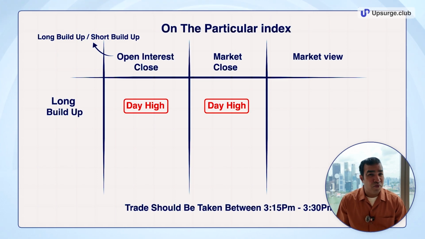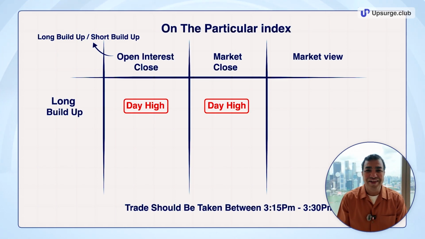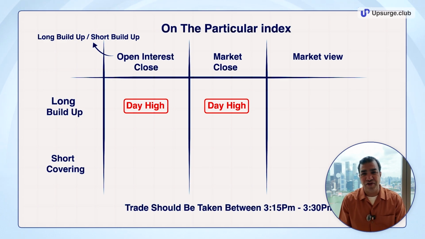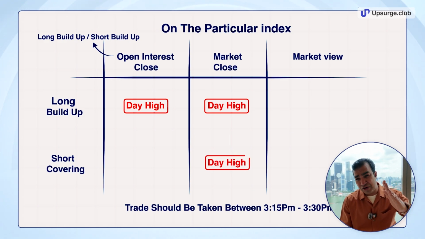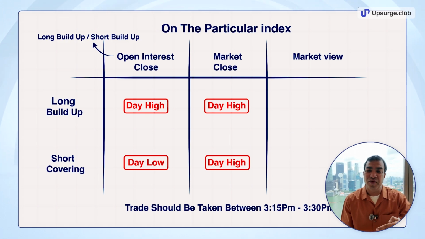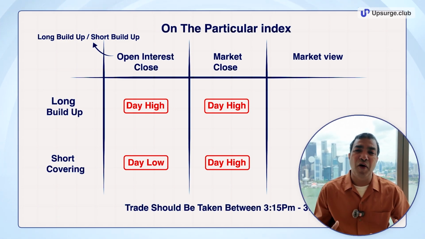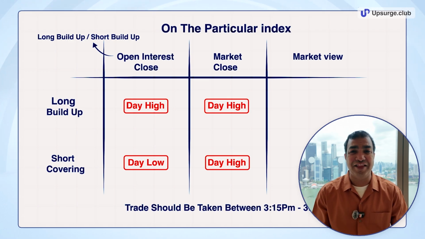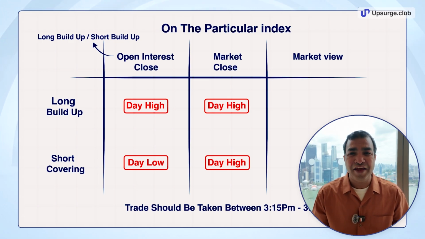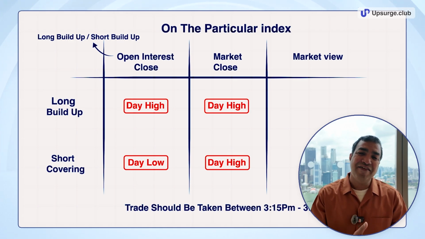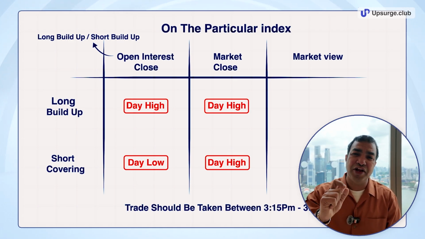Apart from long build-up, what are the other factors which I need to look at? You can also look at short covering. So what is the indication of short covering? The same scenario. The market will close near the day's high and the open interest will close near the day's low. That means positional or intraday short sellers who have been holding positions on the indices are closing them. When they are closing, they are ready to cover their positions at whatever the price. And that's the reason sometimes you will see the 2:30 to 3:30 move.